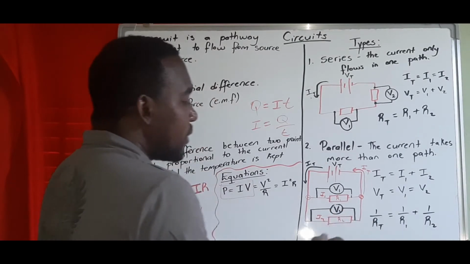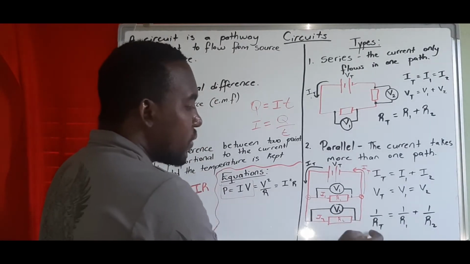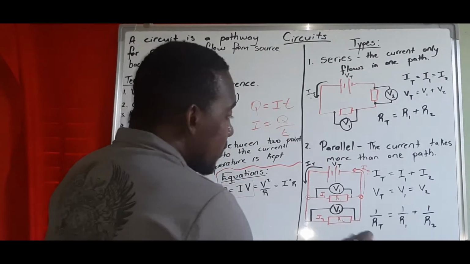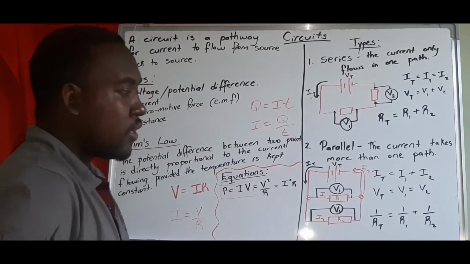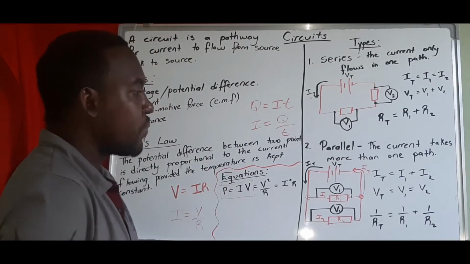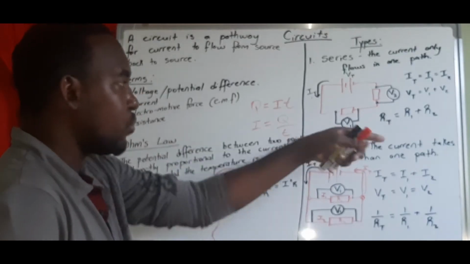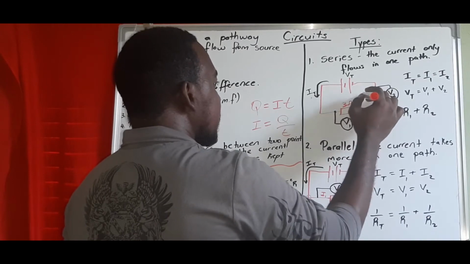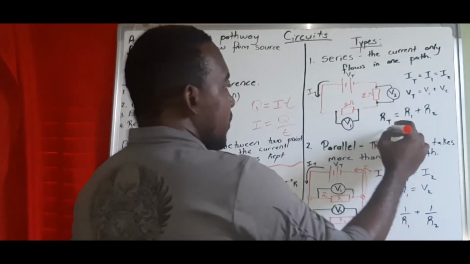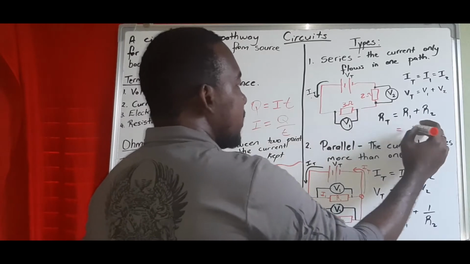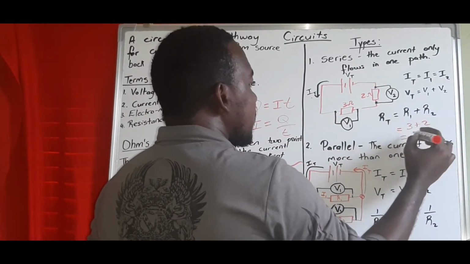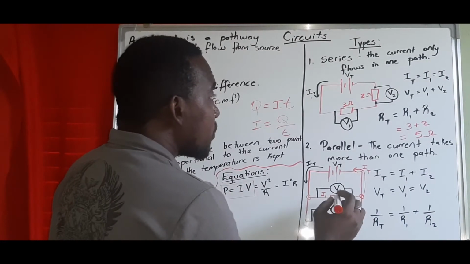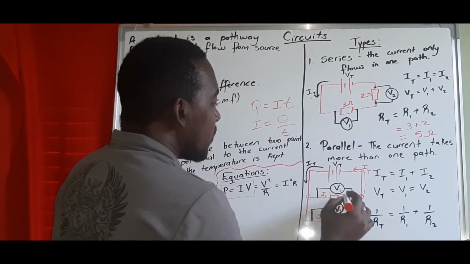And then the total resistance in a parallel circuit is 1 over RT equals 1 over R1 plus 1 over R2. Now, this equation is sometimes not properly used by students, so let's put in some values and work these out. Let's say this is a 3 ohm resistor and this is a 2 ohm resistor. In series, RT will be the sum of each resistor, which is 3 plus 2, so we get a total resistance of 5.